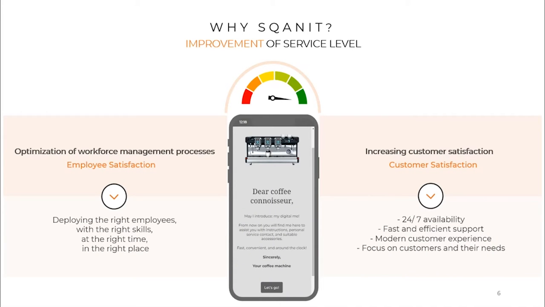So first, let's talk about what sqanit is. If you ask me, my answer is sqanit is a white label SaaS, software as a service, with one entry point via QR code. Why should you use sqanit? To improve service on all levels. For example, the optimization of workforce management processes, the use of the right employee with the right skills at the right time in the right place automatically leads to employee satisfaction. In addition, customer satisfaction is increased with 24/7 availability, for example, report problems and help yourself quickly with smart do-it-yourself instructions and videos, fast and efficient support, a modern customer experience, and the focus on the customer and his or her needs.